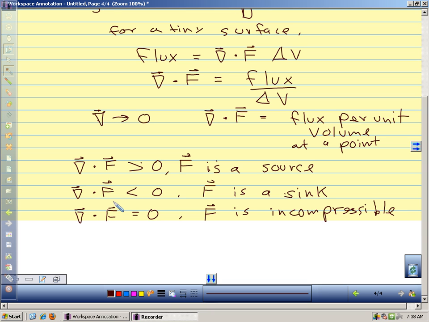Any questions? Yes. Does the flux or the divergence only ever have to do with liquid? No, you talk about the flux of an electric field, of a magnetic field. Fluid is just a nice way to visualize it because we can think of it flowing, and flux tells us something about flowing. But for any kind of vector field, we can talk about flux and divergence. Liquids are just a convenient way to think about it.